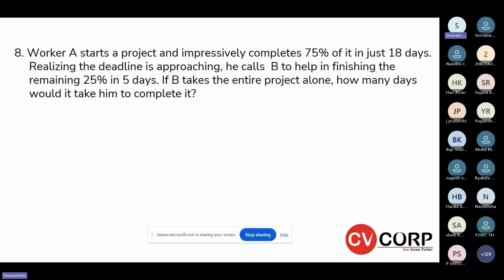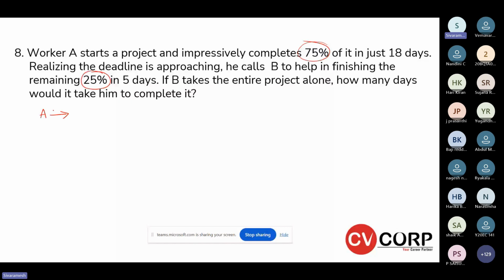If you understand the logic clearly, to solve this question you should at least understand how the percentage conversions happen. You should have at least a minimum and decent knowledge of percentages as well, percentage conversions. Here, there's a person called A who can do 75% of the work in 18 days.